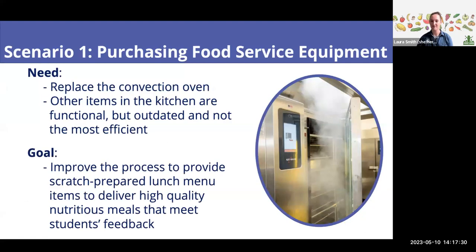Here's our first scenario. A small and/or rural school food authority has outdated kitchen equipment and needs to replace a convection oven. This school food authority would like to use grant funds to purchase a new convection oven, but it is under the $10,000 minimum for the grant application. What else could they do to take advantage of the up to $150,000 grant to meet the goal of improving the process to provide scratch prepared lunch menu items to deliver high quality nutritious meals that meet students' feedback?